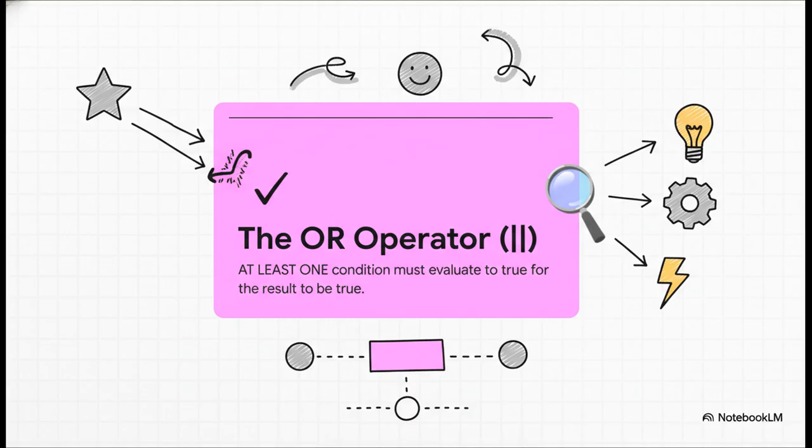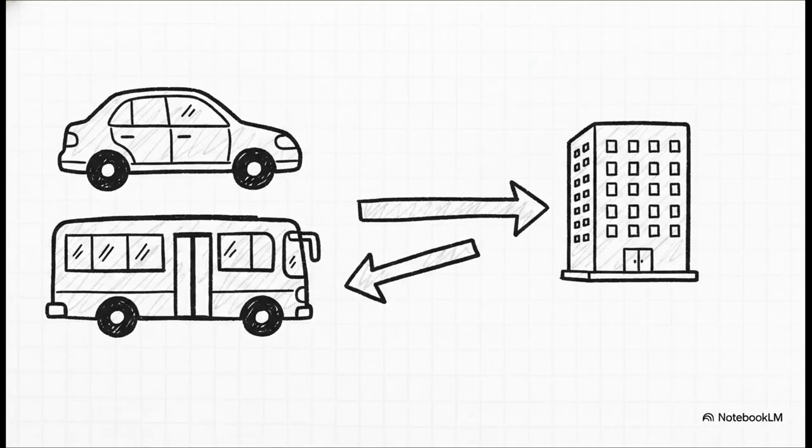Now it's "or": at least one condition must be true. As long as just one of your conditions is met, the whole statement is considered true. It gives you options. For example, think about getting to work. If I have a car or there's a bus available, I can get to work. You don't need both, right? Just having one of those options is enough to get the job done. So "or" is fantastic for creating backups or just having multiple ways to get to the same result.